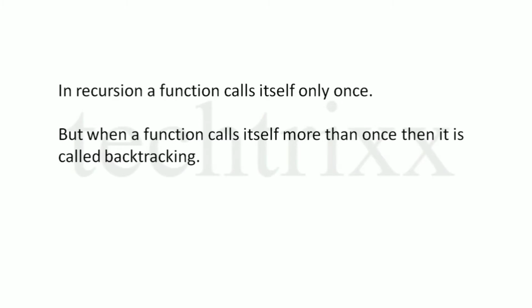Now that we know about recursion, it's time for us to have a look into backtracking, which is another subset we will use in dynamic programming. So what is backtracking? In recursion, we have seen that a function calls itself only once, but when a function calls itself more than once, then it is called backtracking. So let us take an example.